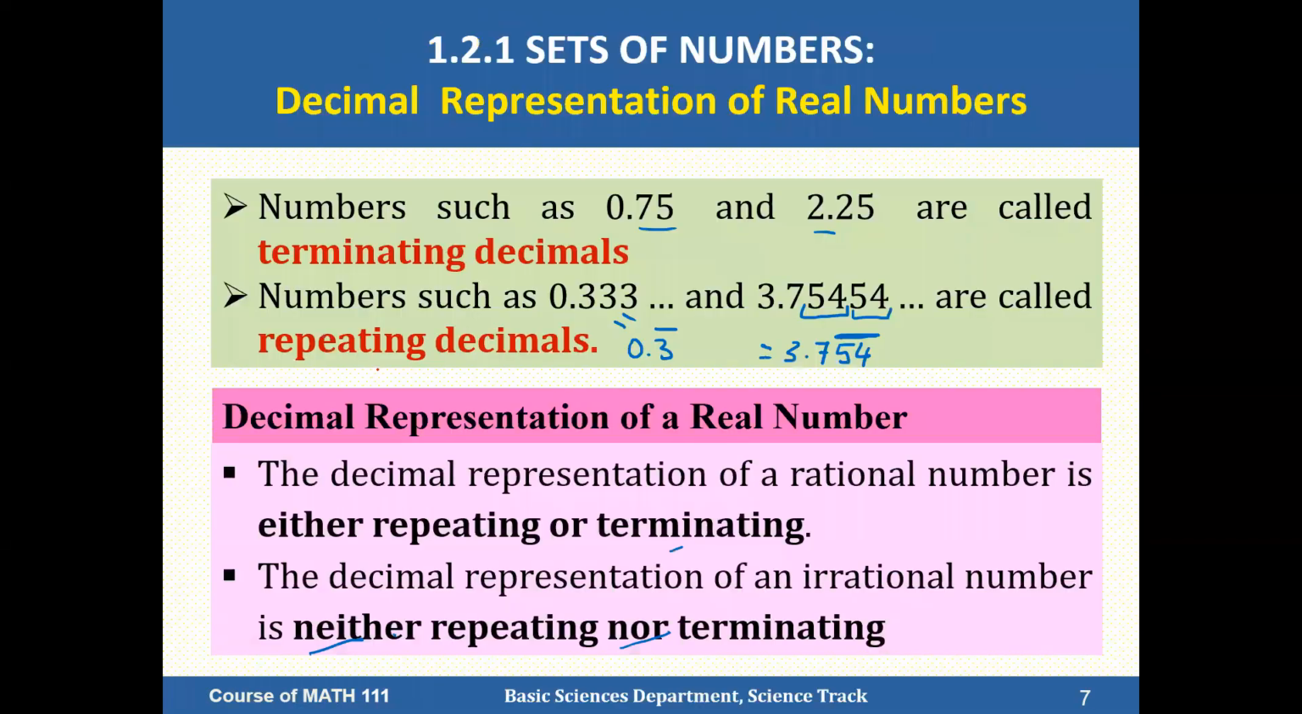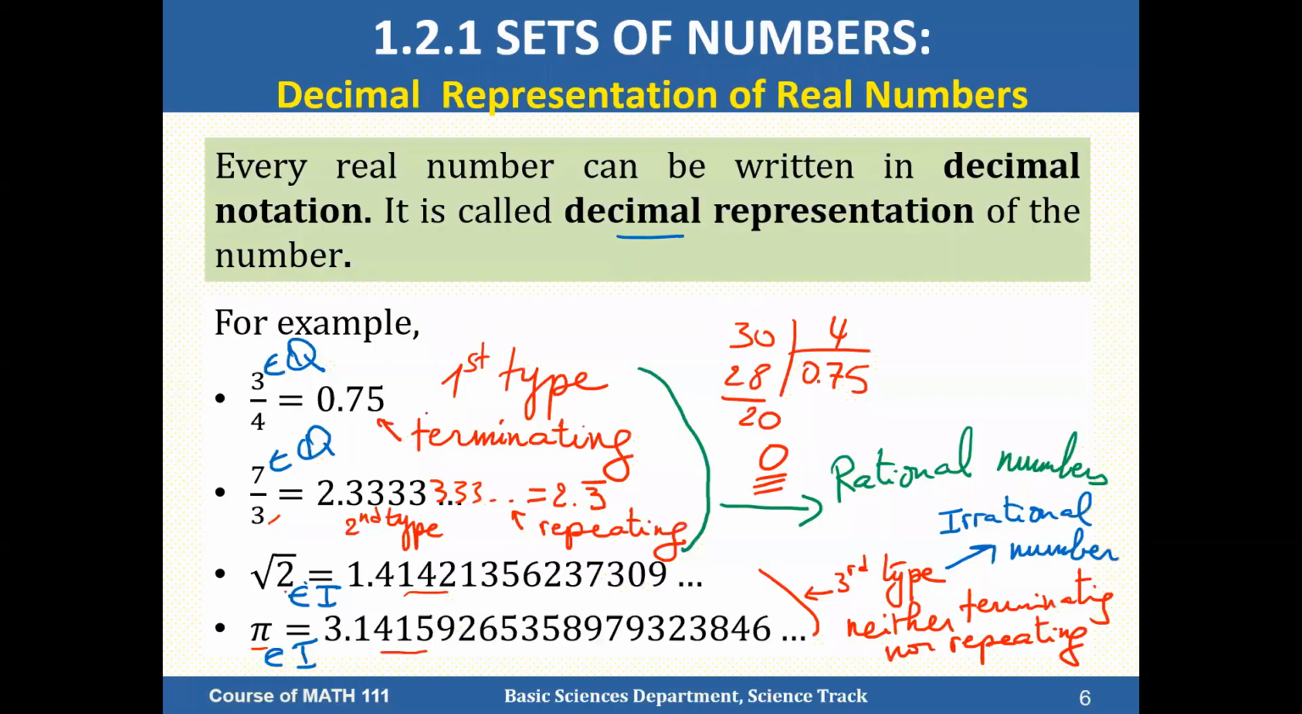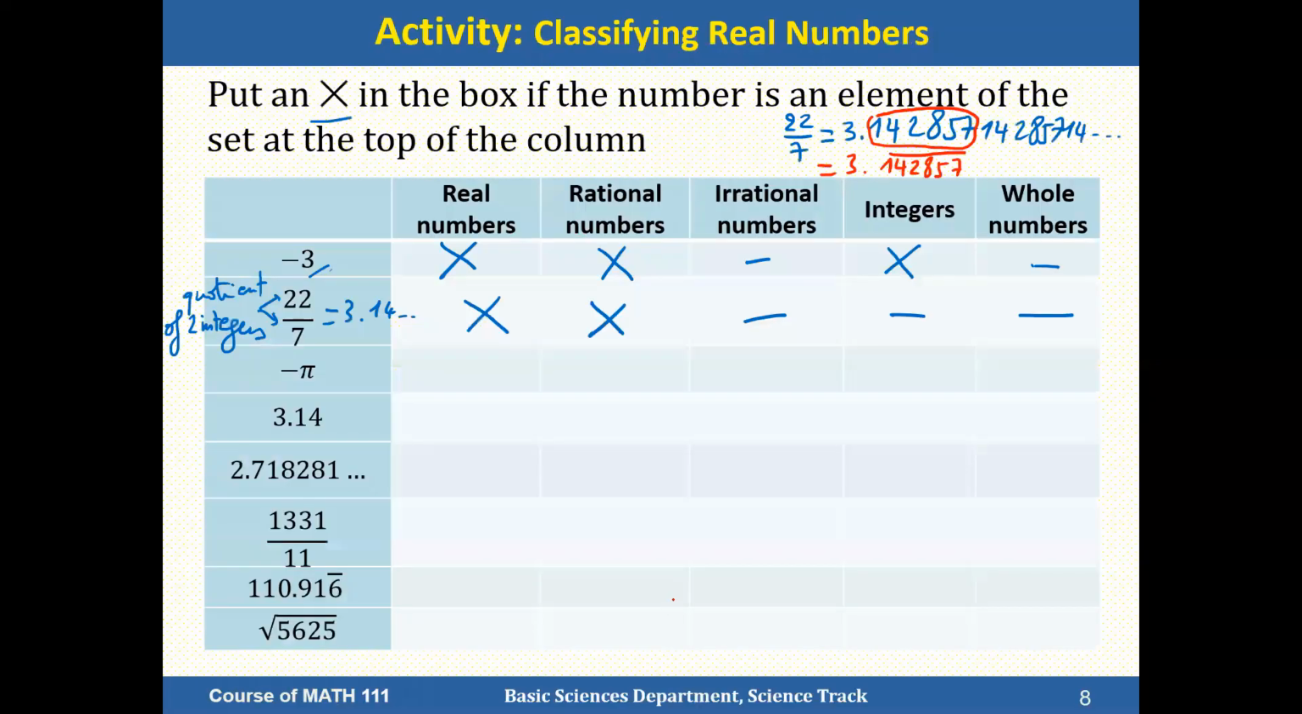Minus pi. We have already seen pi. This is pi. So here we can see clearly that it is not terminating and there is no repetition. We cannot find the repetition, even if we go several decimals. So pi is not a rational number, it is an irrational number, and it is a real number.